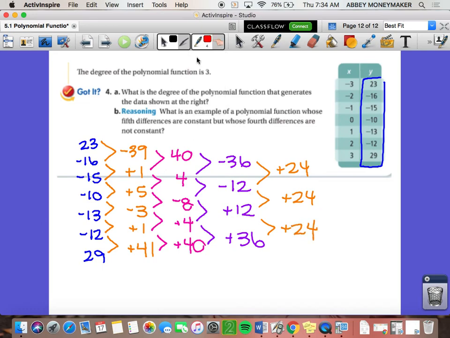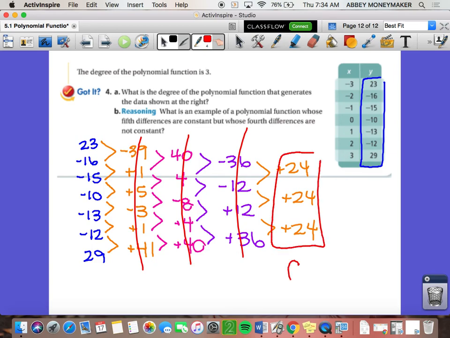So let's look at how many differences we had to do. It's not linear. It's not a quadratic. It's not a cubic. It is a quartic. And we are done.